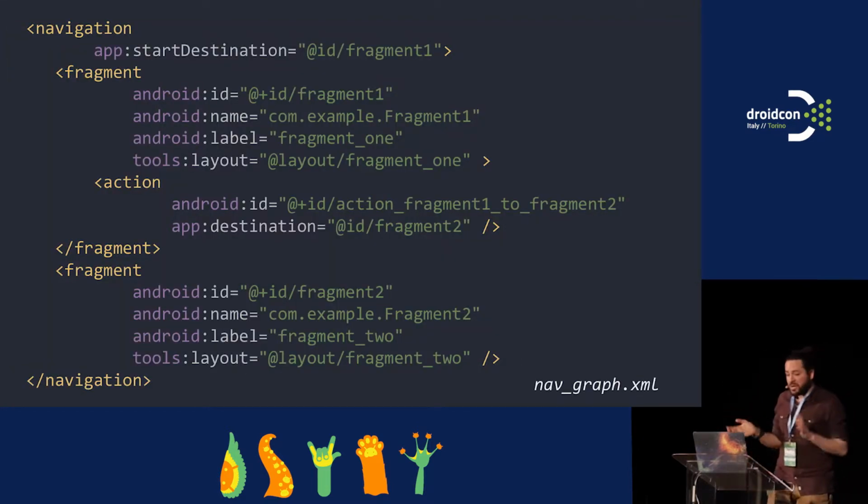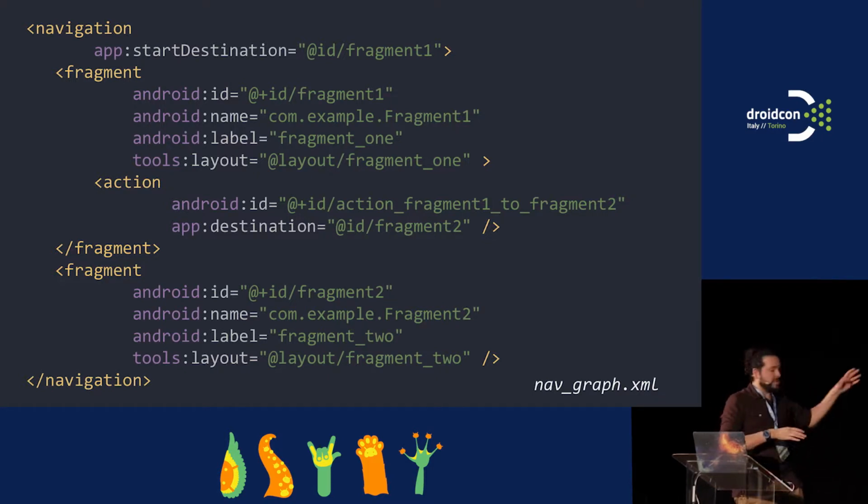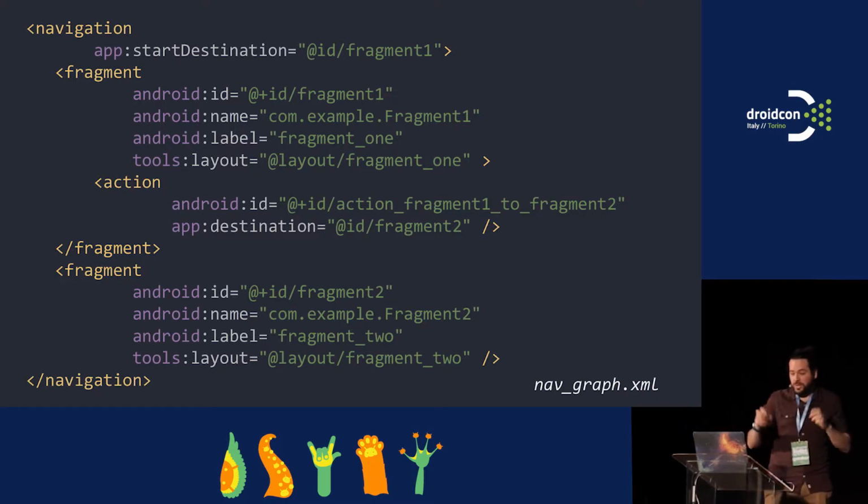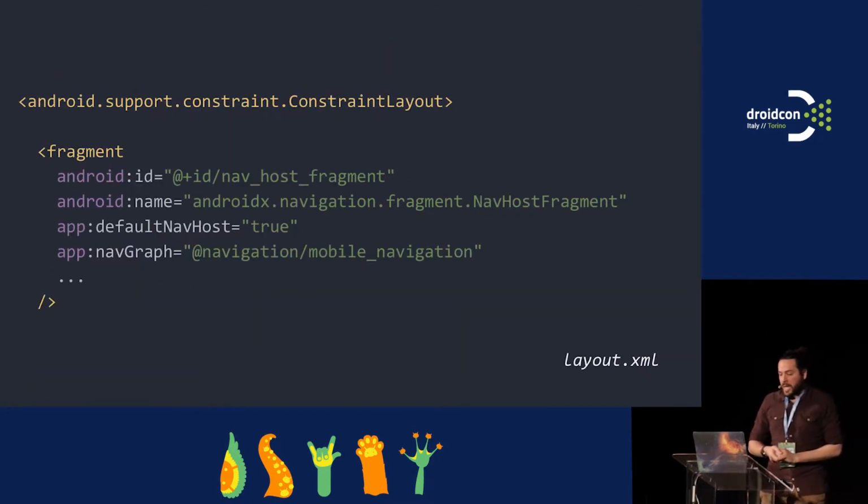So here is an example of a nav graph. You see that's an XML that is pretty simple, even if it's XML, so it's really verbose. You have a navigation tag on top. Then you have different fragments that are declared: fragment 1, fragment 2, and there is an action here. And on your UI, what you have is basically a container, the one you want, and you will just define fragments like you do already on your UI if you are using Fragment. And the name of the fragment that you have to add is the NavHostFragment.